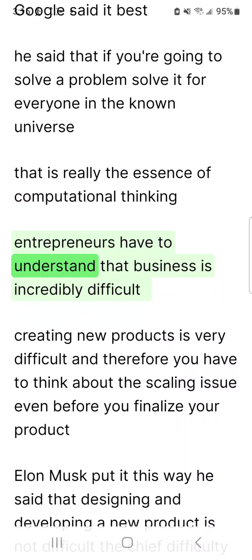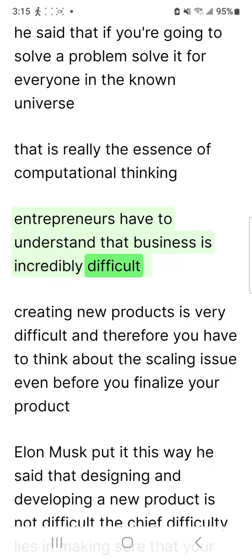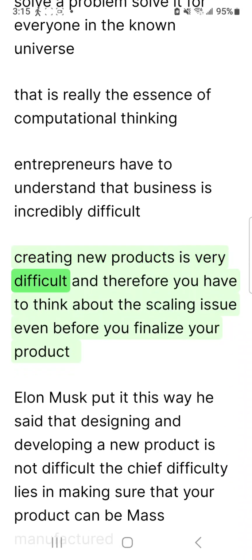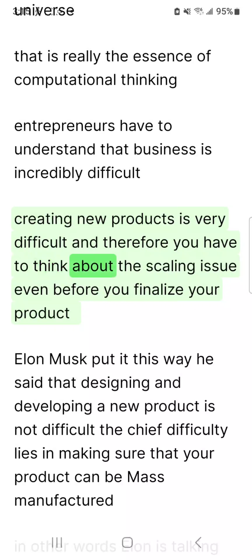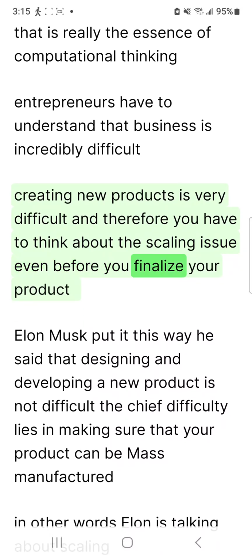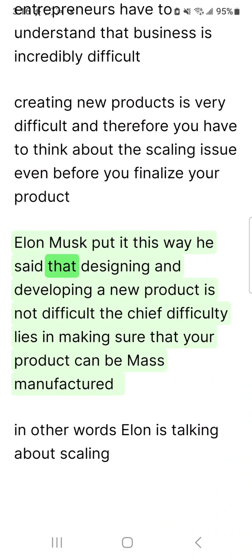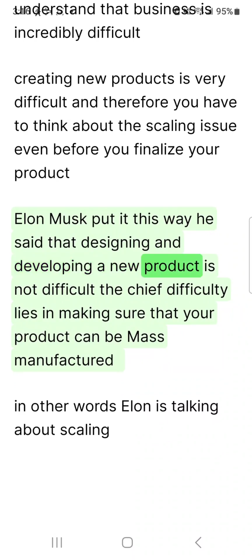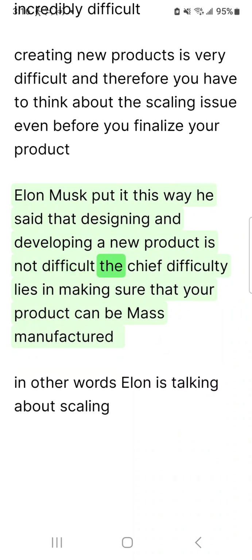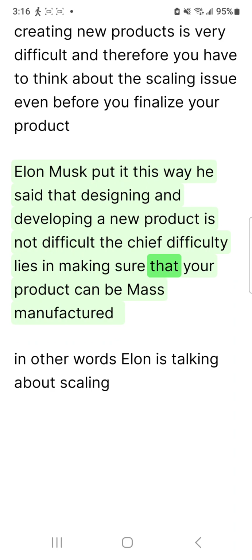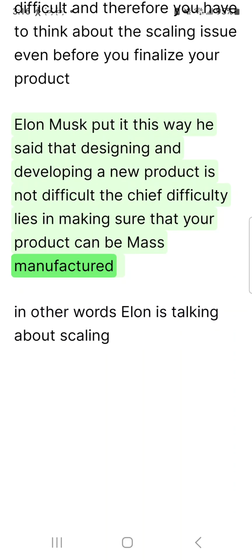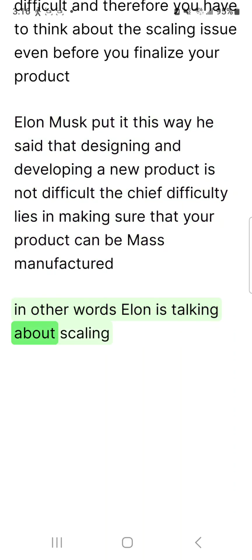Entrepreneurs have to understand that business is incredibly difficult. Creating new products is very difficult, and therefore you have to think about the scaling issue even before you finalize your product. Elon Musk put it this way. He said that designing and developing a new product is not difficult. The chief difficulty lies in making sure that your product can be mass manufactured. In other words, Elon is talking about scaling.